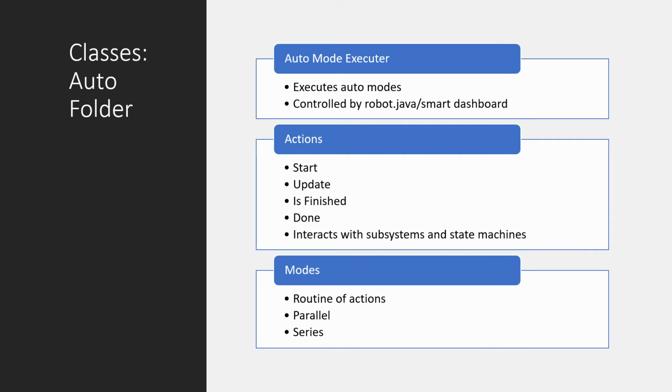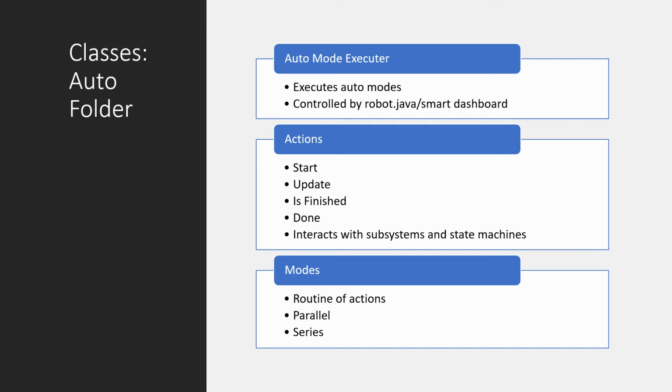Now I'm going to describe what's inside the auto folder and how we go about doing our auto modes. First is the auto mode executor class. This is what actually creates a thread for the auto mode and executes it. And this is controlled by the robot.java class or the smart dashboard. So whenever the driver says, oh, I want to do the drive straight and shoot auto mode, this is where that command will go through.